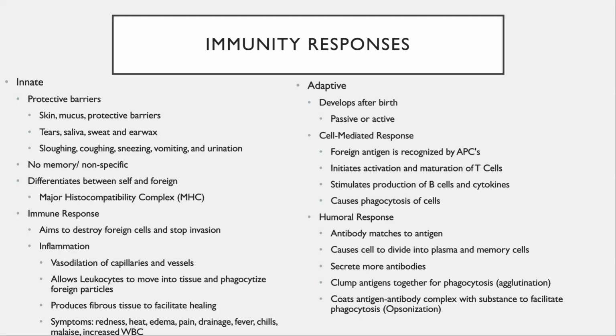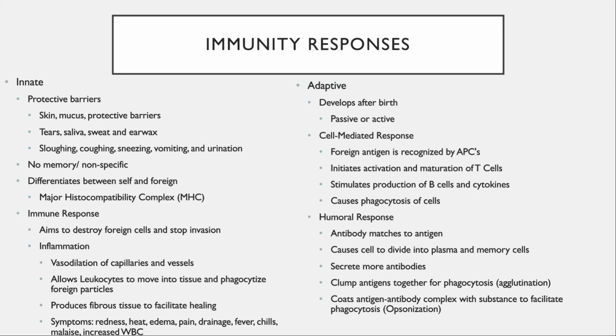Adaptive immunity is immunity that develops after birth and can be passive or active. It involves the cell-mediated response, which is when a foreign antigen is recognized by an APC complex. This then initiates activation and maturation of T cells, and the T cells then stimulate production of B cells and cytokines. This then causes phagocytosis of those cells that are marked by the antibodies.